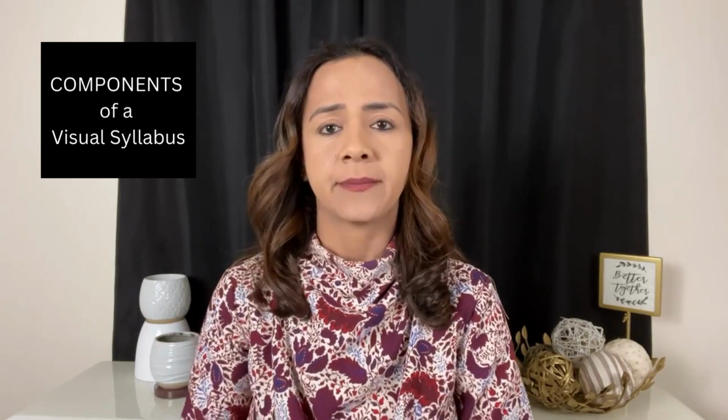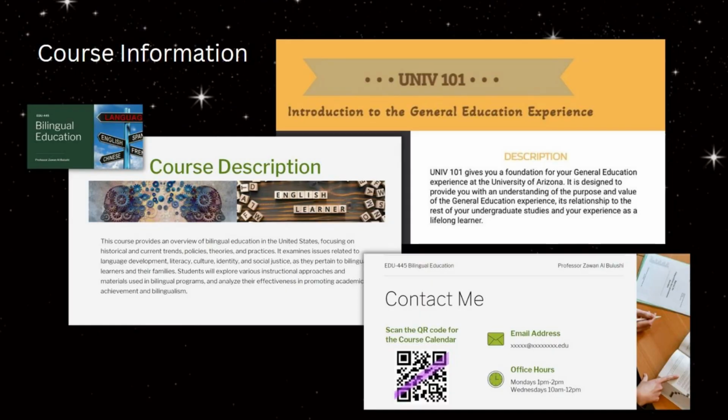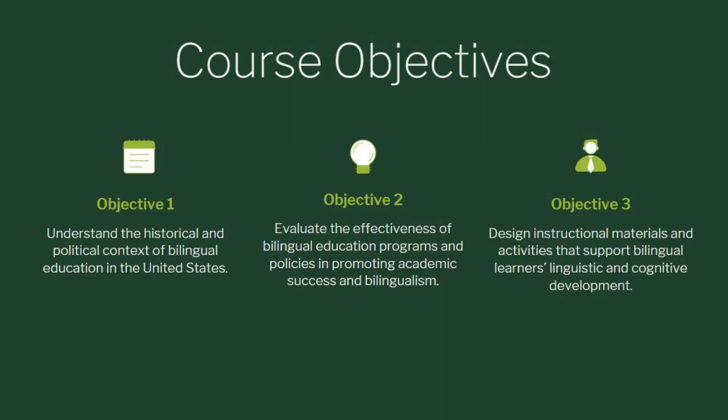You may be wondering what to include in a visual syllabus. In fact, the content of a visual syllabus may vary depending on the course and your preferences as an instructor. But here are some common sections. The course information section includes the course title, course description, instructor's name, and contact information. The learning objectives sections outline what students are expected to achieve by the end of the course. Remember to write the learning objectives in a language that is clear, concise, and easy for the students to understand.